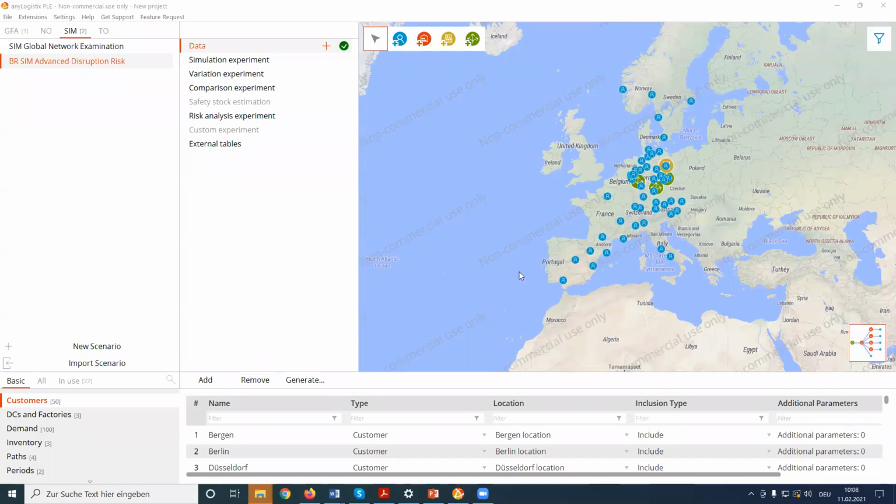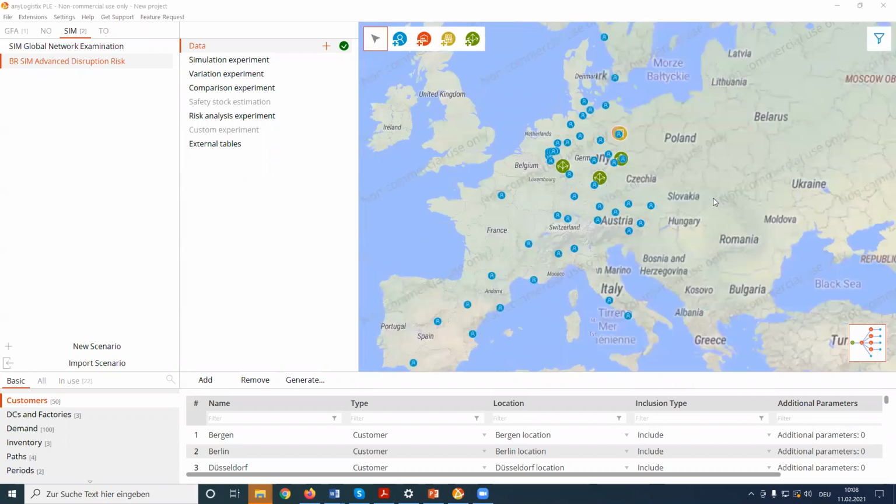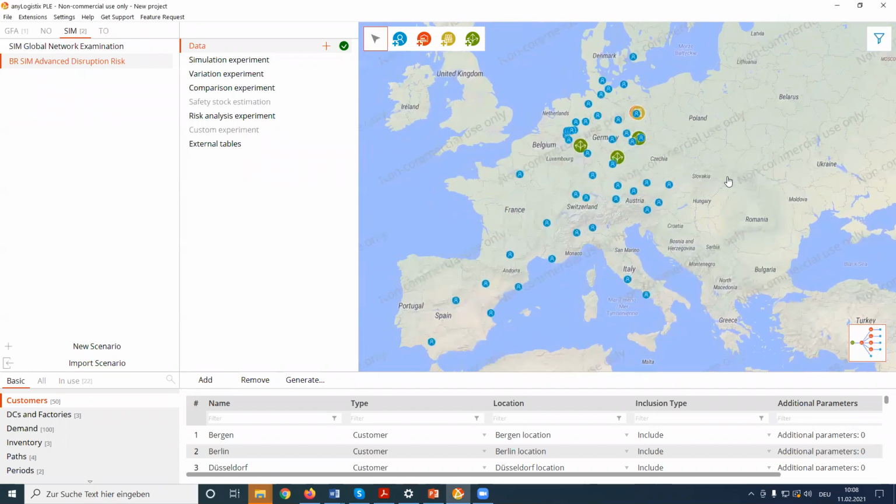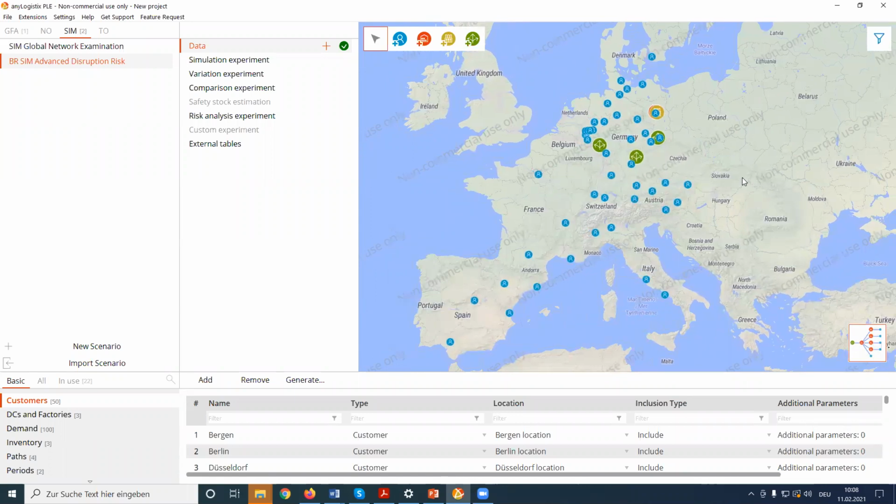Now let us exemplify the value and impact of simulation modeling of supply chains for resilience analysis. We are using an example of a real life supply chain and model resilience of this supply chain in anyLogistix, which is supply chain simulation and optimization software.